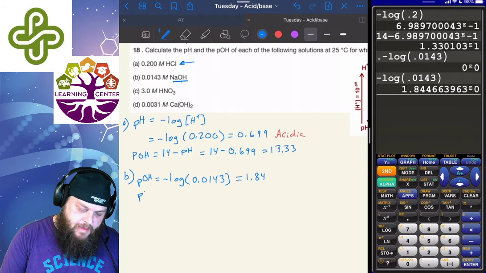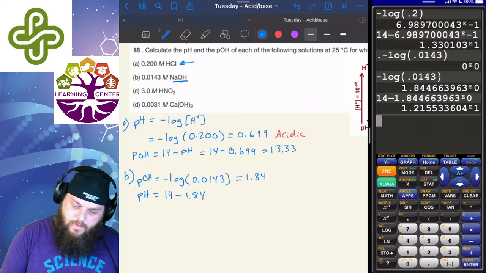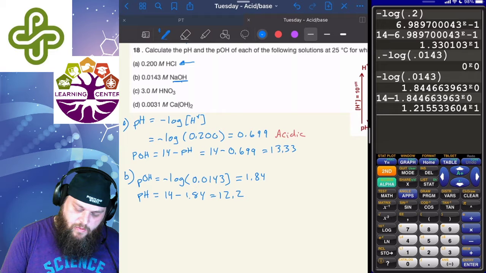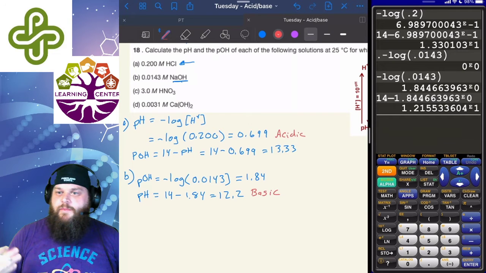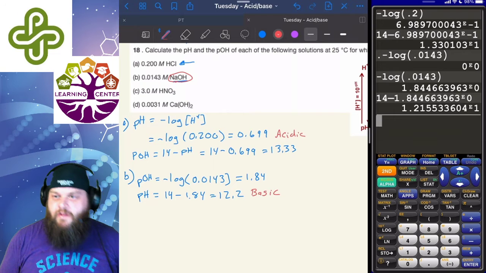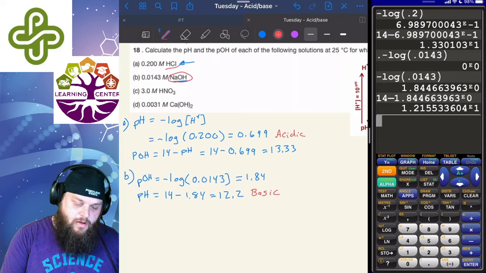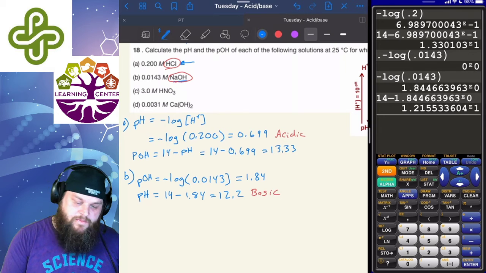To get the pH, that would equal 14 minus 1.84, which is equal to 12.16. And that's going to be very basic, because it's a greater pH than 7. And we can see we're adding a base to water, so it should be very basic. Here, in part A, we added an acid to water, so it should be very acidic as well.